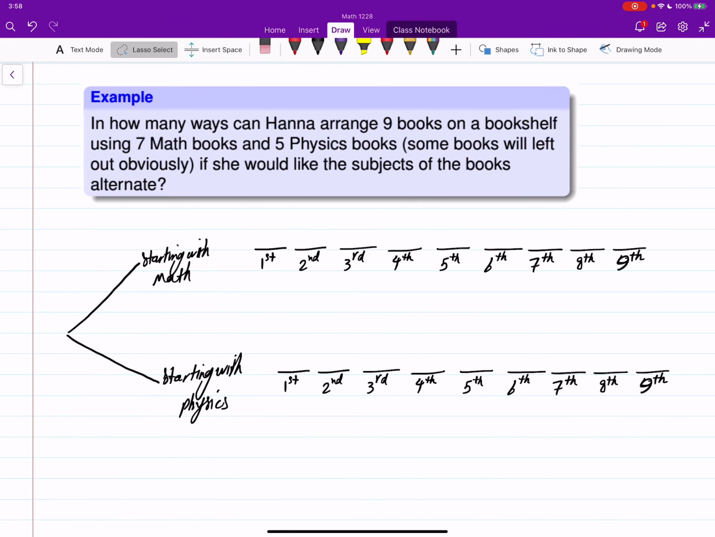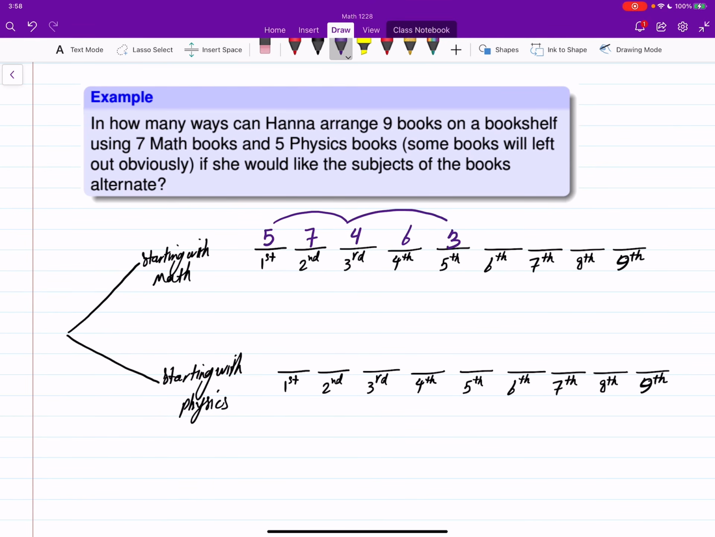Well, here, the first one, the math. If I start with the math, there will be 5 for the first one. Then the second one needs to be physics, and there will be 7 there. The third one will be 4, because it's math and one of the books was already used in the first place. Then the next one needs to be physics, and since we have used one already, that gives me 6. And then there will be 4.